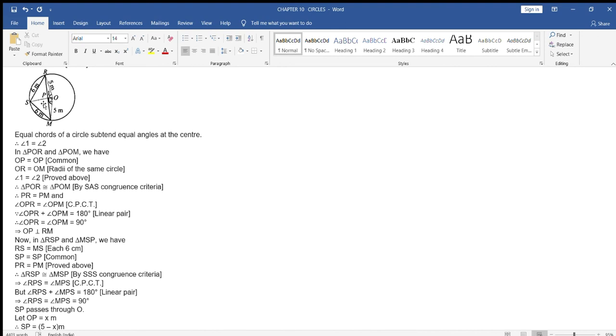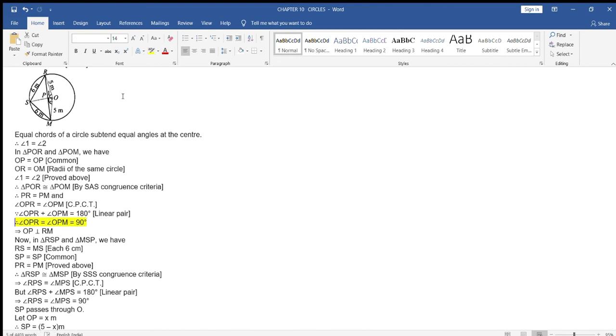And one more thing we can prove. We can prove that angle OPR, the angle opposite to angle 1, and angle OPM, the angle opposite to angle 2, are also equal. Now once these two angles are equal, then by linear pair their sum is 180, and once their sum is 180 and both angles are equal, each angle will be 90 degrees.